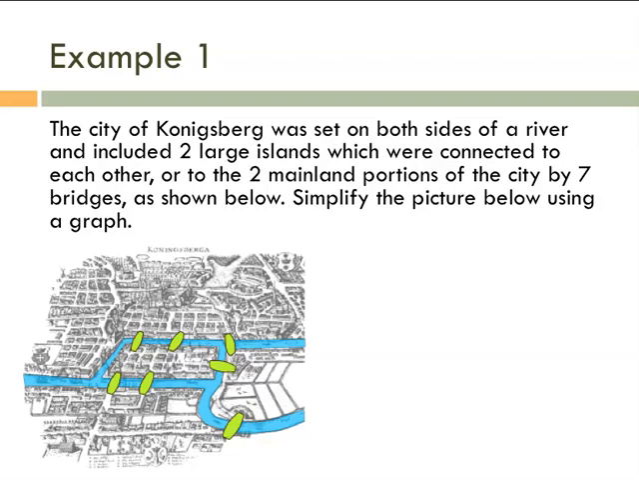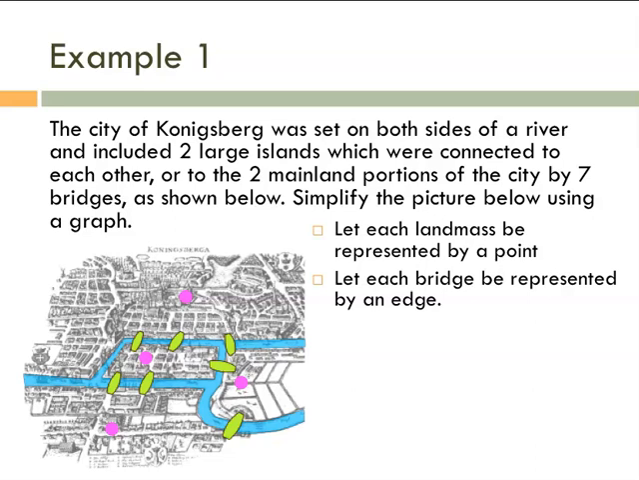So what we're going to do is let each landmass be represented by a point. We clearly have 4 land masses, right? So 1, 2, 3, 4. Those are the 4 parts of the city that you can be in. And then we are going to let each bridge be represented by an edge. You can think of that as a path to that part of the city.